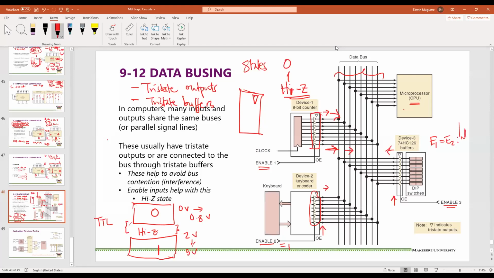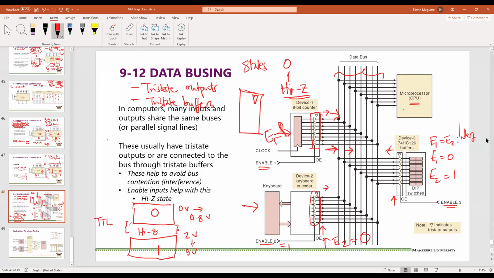This is interference. If enable 1 is 0, enable 2 might be 1. Then enable 2 will be able to, in this case here, the counter, is that enable 2? No. Enable 2 is the keyboard. That means information being pressed at the keyboard can now go and be sent to the CPU. But if you now want to send the counter information, you need to disable that one, meaning now E2 becomes 0 and E1 becomes 1.